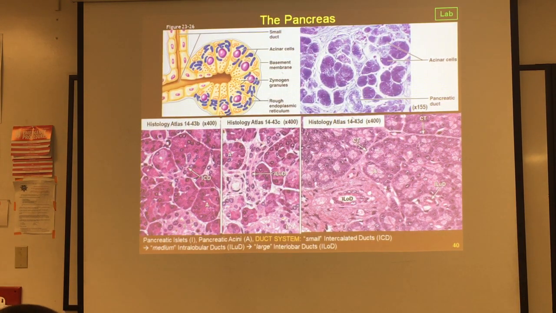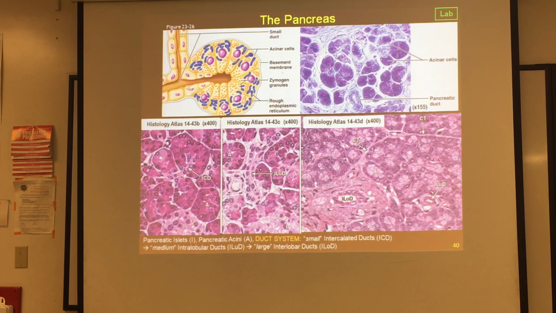At this level, they're calling them intercalated ducts, ICDs, the really small ones, and they converge to form intralobular ducts, the medium-sized ones, ILUDs. And then from there, the large interlobar ducts, and then eventually they converge to form accessory and main pancreatic ducts.